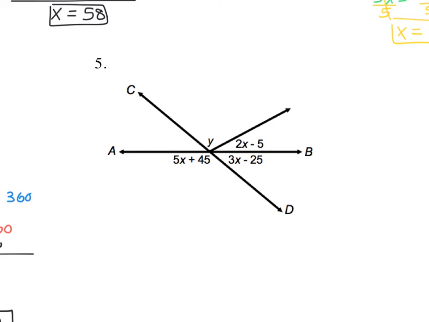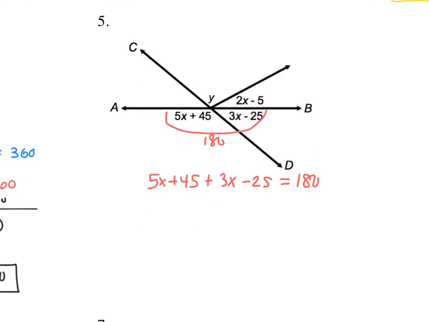The first way I'm going to do, I'm going to just solve it one way, but if you can find a different way of solving it, I'll give you some extra credit. I know that angles on the same line add up to 180. So I can do 5x plus 45 plus 3x minus 25 equals 180. Go ahead and solve that equation for x.